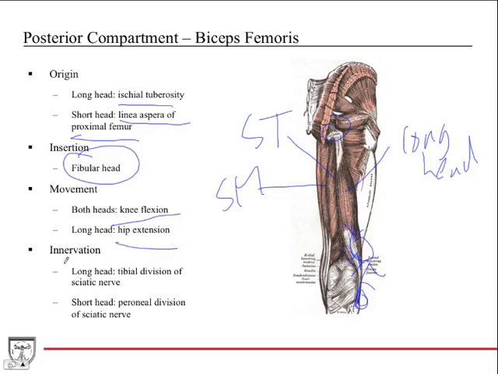Innervation, now this is a dually innervated muscle, very important. So the long head here is the tibial division of the sciatic nerve, and then the short head is the peroneal division of the sciatic nerve. So they're both sciatic nerve, but just different divisions of it. So this is an important distinction to be aware of.